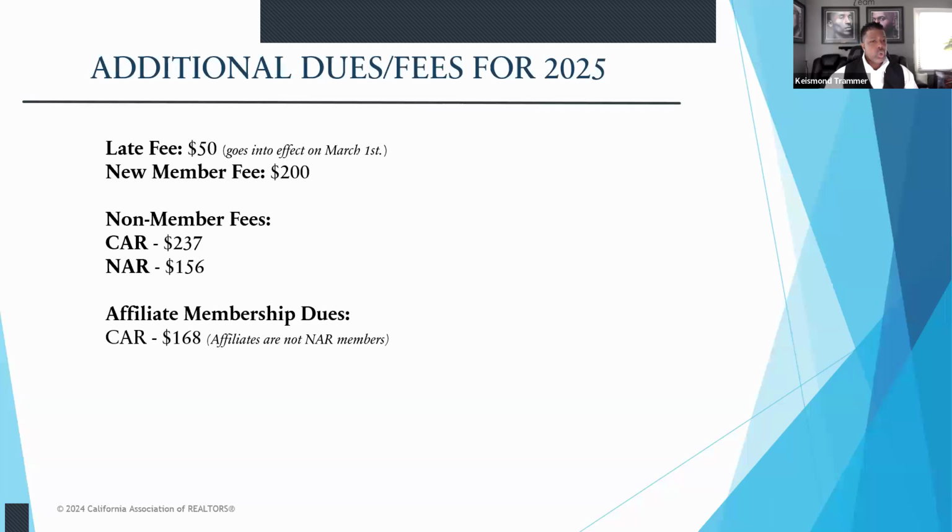Affiliate membership. So affiliate membership dues has increased by $6 as well. So the fee for 2025 for affiliate members is $168. Also, affiliate members are not members of N.A.R., so they are not billed for N.A.R. dues. They are only required to pay C.A.R. and local dues only. Next screen.